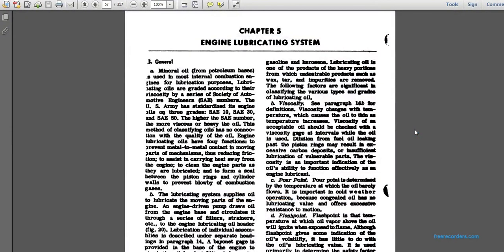Chapter 5, Operation and Maintenance of the Diesel Electric Locomotive. Chapter 5, Engine and Lubrication System.